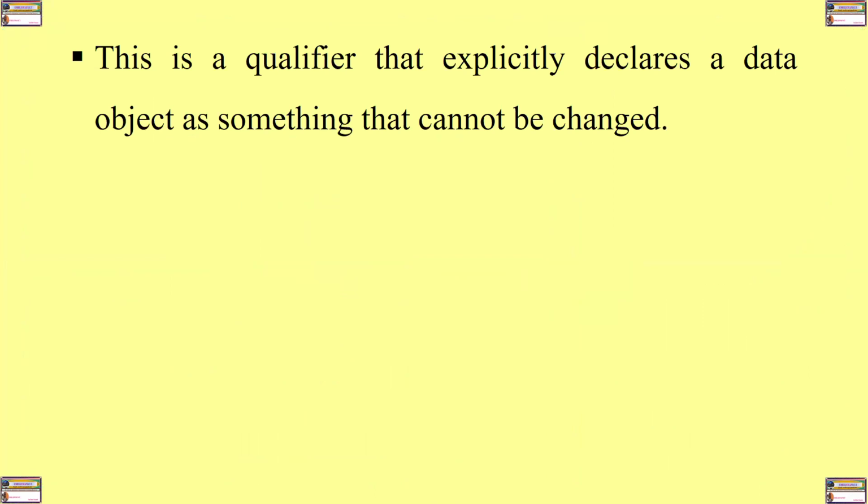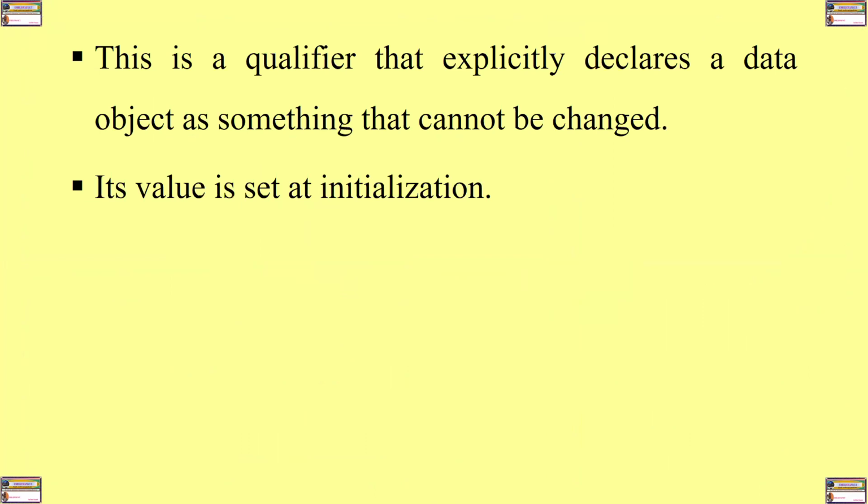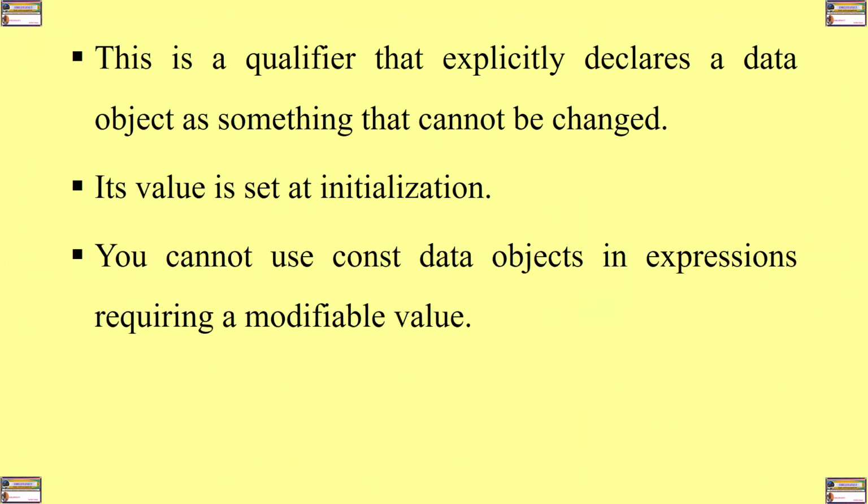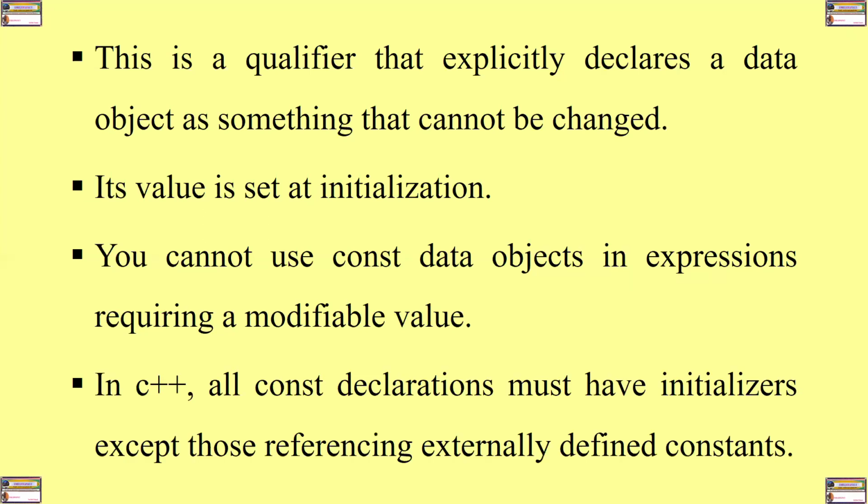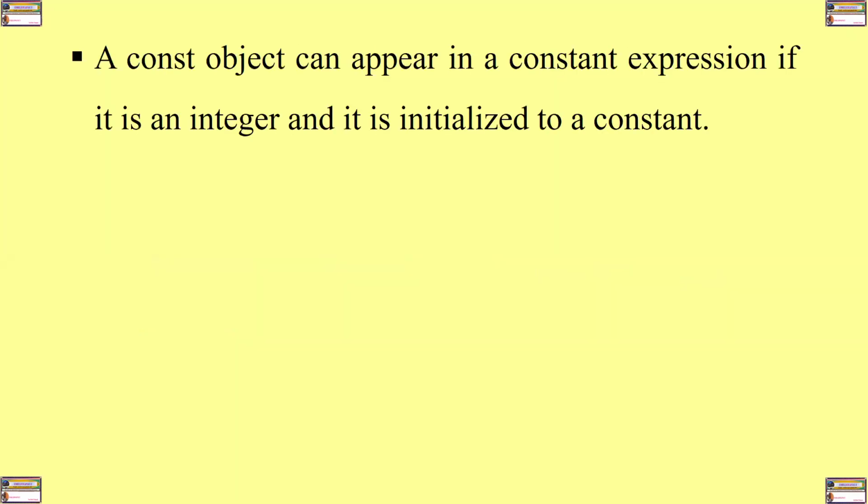A const or constant specifier is a qualifier that explicitly declares a data object as something that cannot be changed. Its value is set at initialization. You cannot use const data objects in expressions that require a modifiable value. In C++, therefore, all const declarations must have initializers, except those referencing externally defined constants.